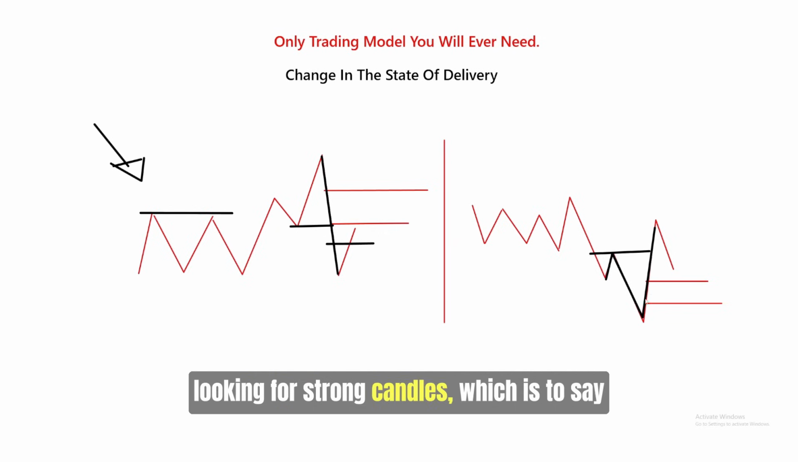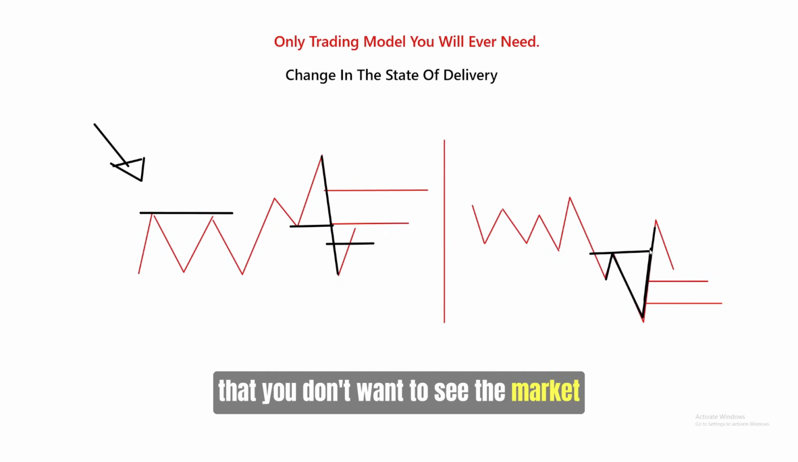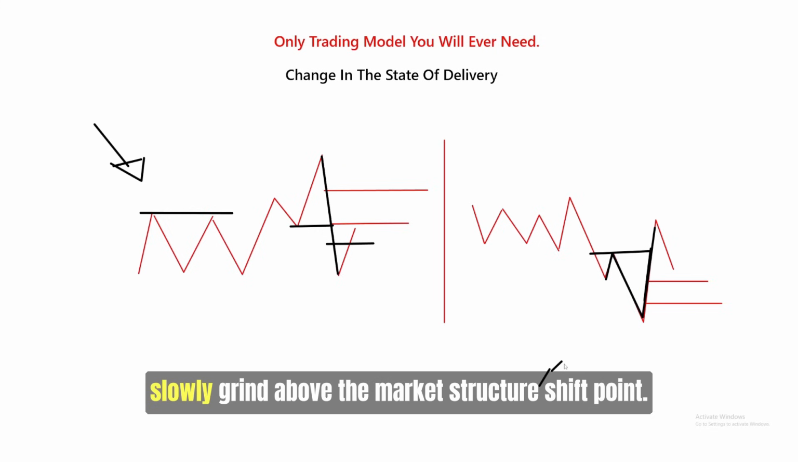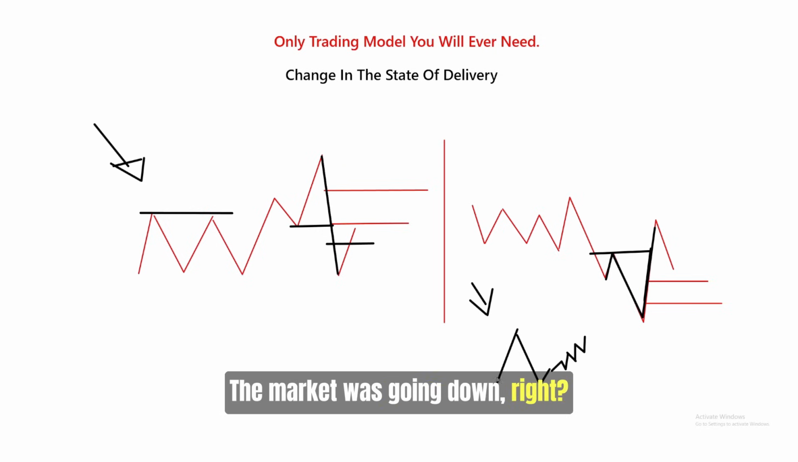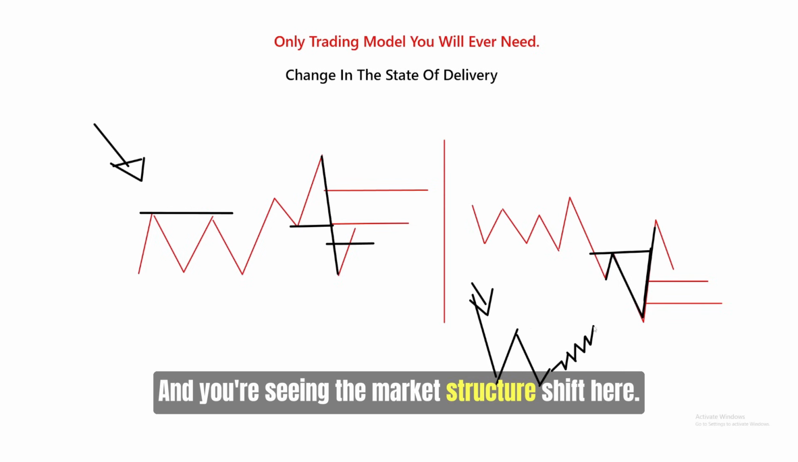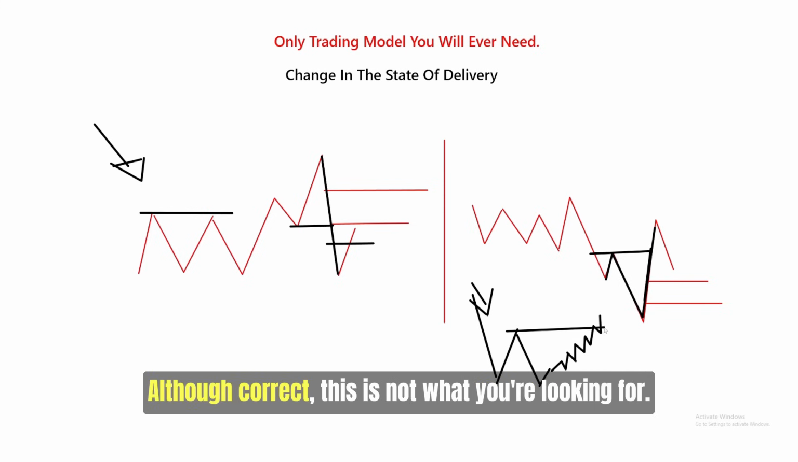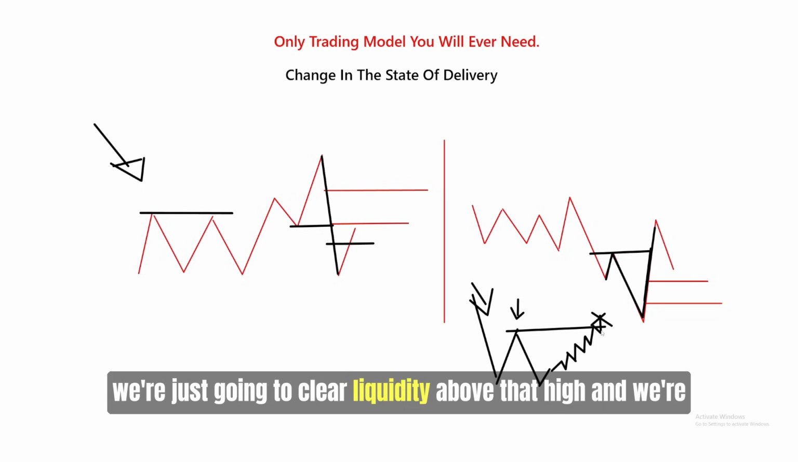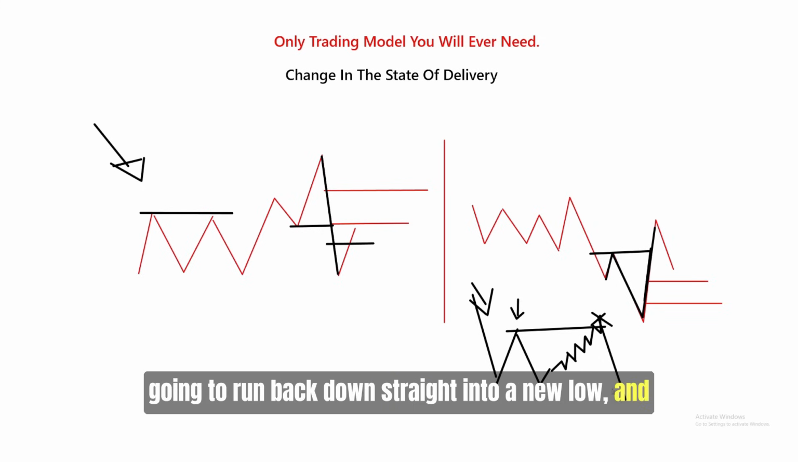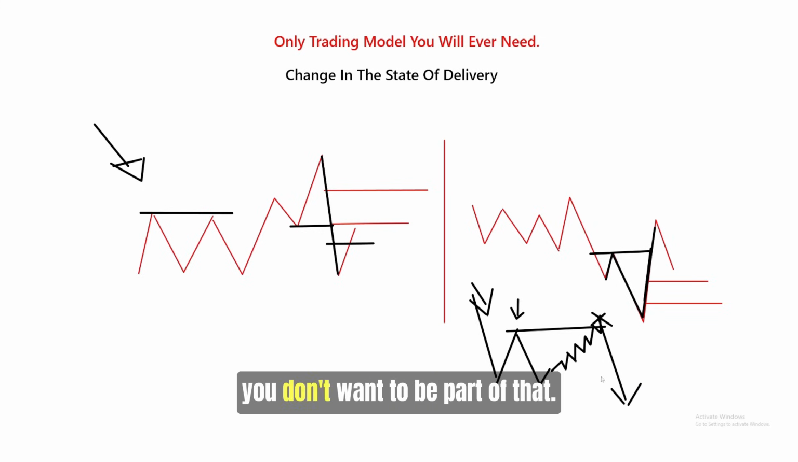You're looking for strong candles, which is to say that you don't want to see the market slowly grind above the market structure shift point. Let's say this is looking like this. The market was going down, right? And you're seeing the market structure shift here. Although correct, this is not what you're looking for, because more often than not, we're just going to clear liquidity above that high and run back down straight into a new low. And you don't want to be part of that.